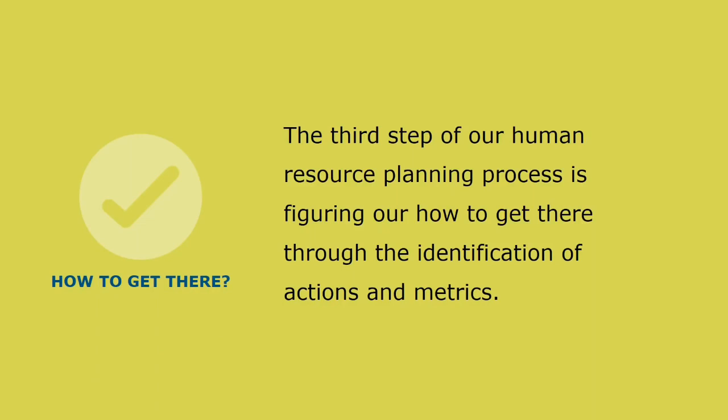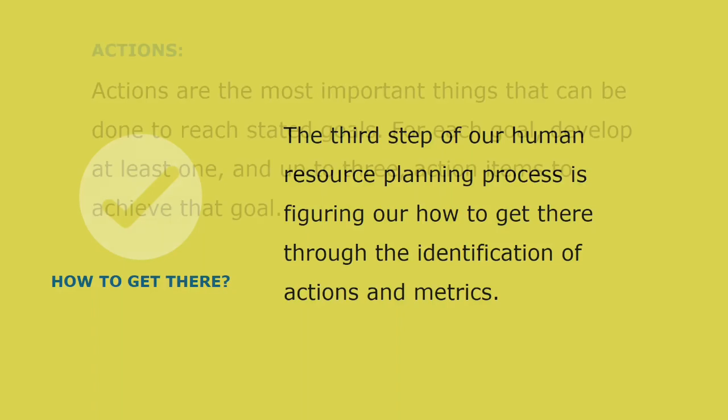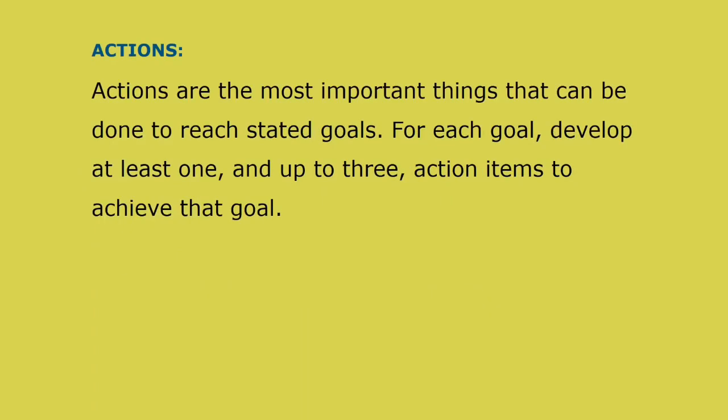So let's move on to our third and final step of our human resource planning process, which is figuring out how we get there through the identification of actions and performance metrics. Actions are the most important things that can be done to reach stated goals. After uncovering how critical issues inform goals, we can now turn to a conversation of the means by which to reach those goals through our actions. For each goal, develop at least 1 and up to 3 action items to achieve that goal.